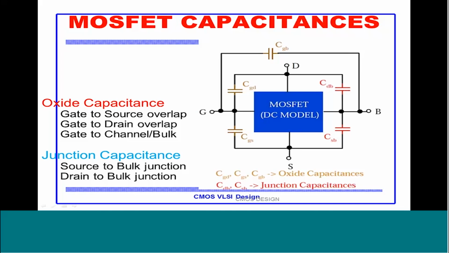So we see CGD and CGS. They are also a type of oxide capacitances. So we see that there are three kinds of oxide capacitances and two kinds of junction capacitances exhibited by a MOS. Out of these five, the gate to source is most desirable. The rest of them are parasitics. So the better the fabrication technique, the better the layout technique, the less will be the undesirable capacitances exhibited by a MOS.